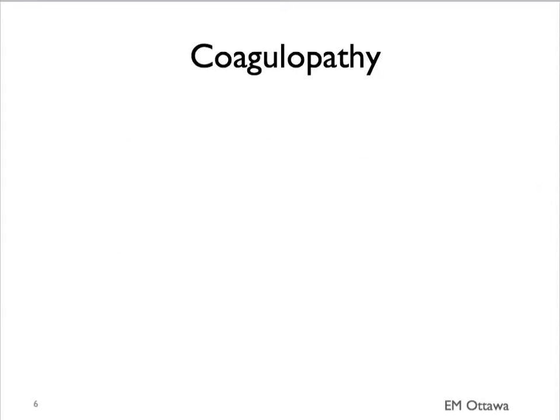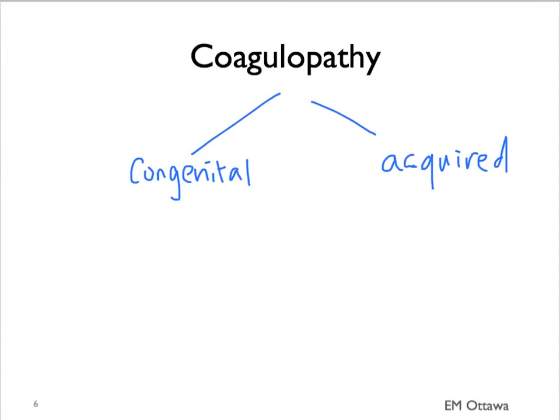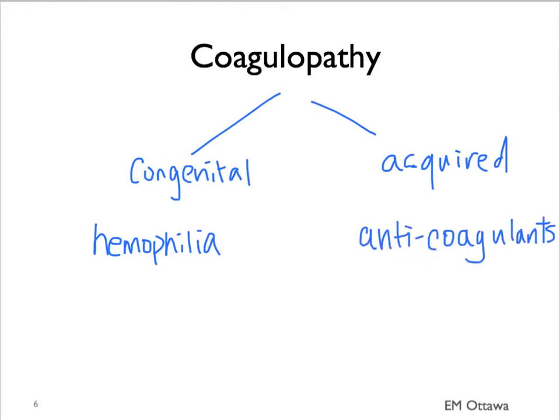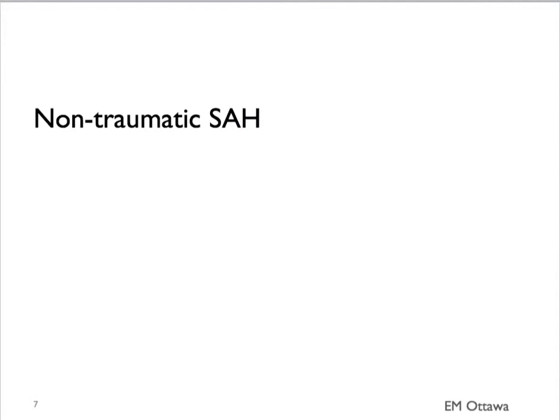As with all bleeding, we need to find out if a patient has a coagulopathy. It can be a congenital reason such as hemophilia, or acquired from medications such as anticoagulants. If the patient has either of these, that would change our management. Once we ask all the questions about trauma, we'll now focus on non-traumatic subarachnoid hemorrhage.